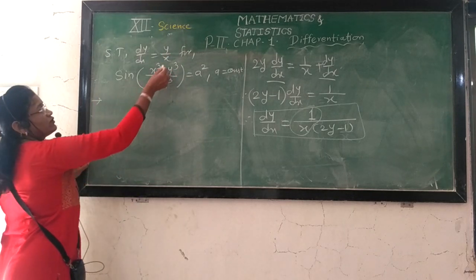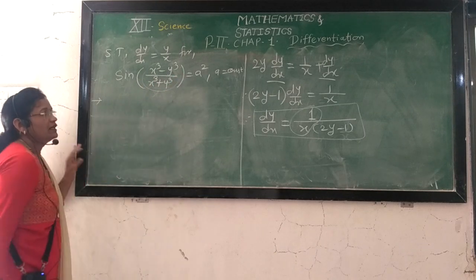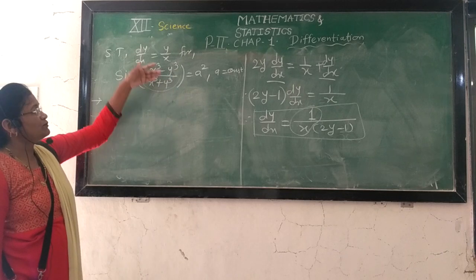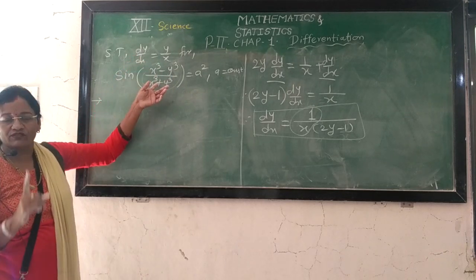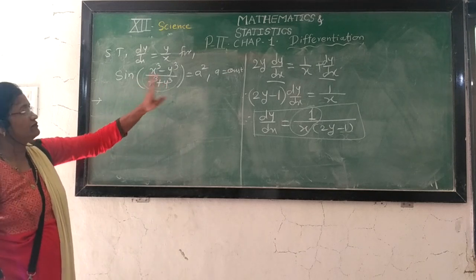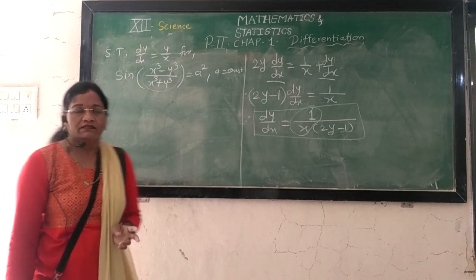In this type of question, remember that the function is symmetric. The terms are the same, only there is a difference in the signs, plus or minus. Suppose both have plus sign, then that becomes ratio 1. And for this case, there is a difference in the sign, but the powers of x and y are the same.